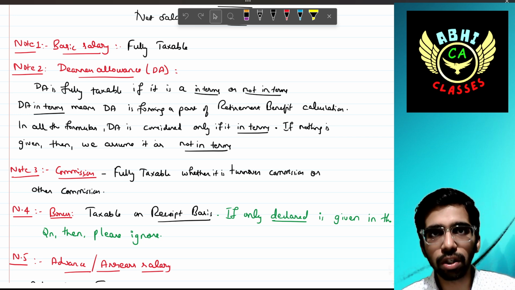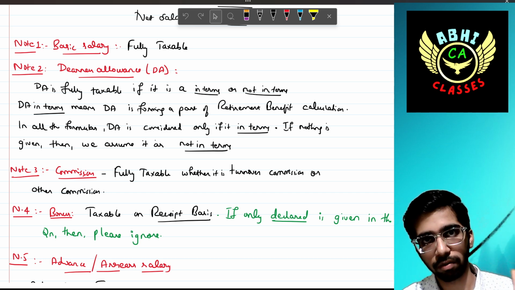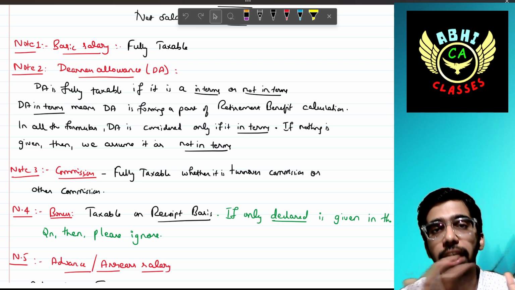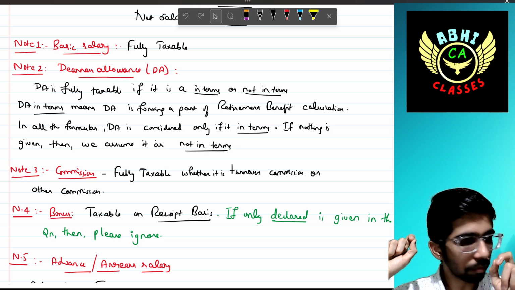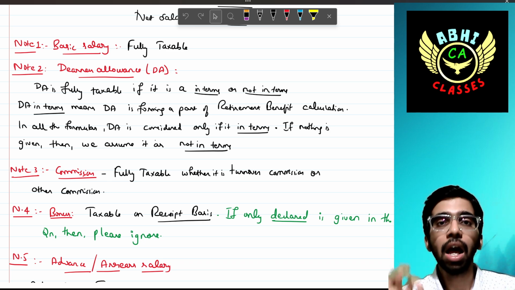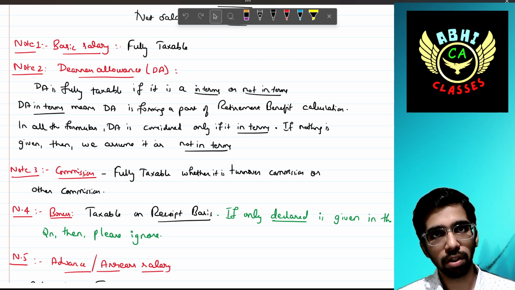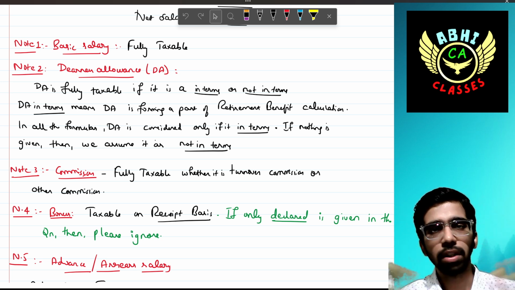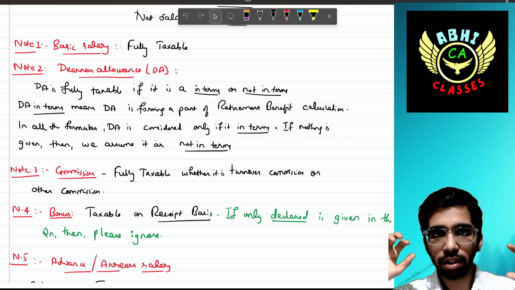In the gratuity computation and the pension computation, we take DA only if it is specified in the question that DA is in terms or DA forms part of your retirement benefit. If that sentence is given, then only we consider that DA for the computation of gratuity. But DA is taxed. If nothing is mentioned in the question, we assume it is not in terms, and we exclude that DA from the computation of gratuity, pension or other areas. Where there is a mention, we take it; where there is no mention in the question, we exclude it.